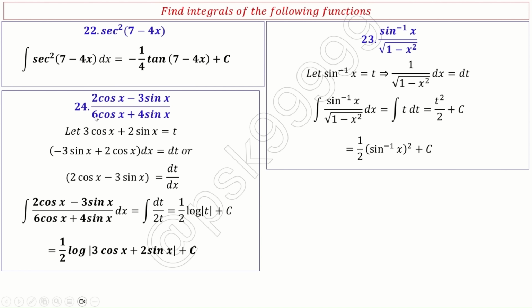Yeah, this one, look at this one. If I take 2 common, this is nothing but 3 cos x plus 2 sin x. Okay, so if I take this 3 cos x plus 2 sin x as t, then I am getting the numerator, that is minus 3 sin x plus 2 cos x, which is nothing but 2 cos x minus 3 sin x dx as dt. Okay, so 2 cos x minus 3 sin x is the numerator here, right? So this is nothing but integration of dt by 2t, that's it. This is nothing but 1 by 2 log of absolute t, so 1 by 2 log of 3 cos x plus 2 sin x plus constant.